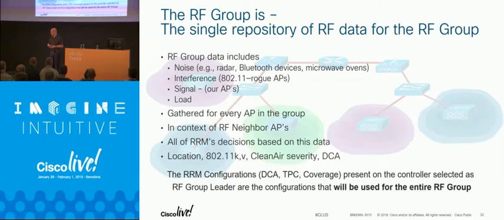We gather it for every AP. It gives us context. It lets us understand the RF environment. Location, 802.11k, V. When we pass a neighbor list, where do you think we get that data? So the RF group forms the construct of this. This defines the boundary of what is our network, what isn't our network, and where our network is.